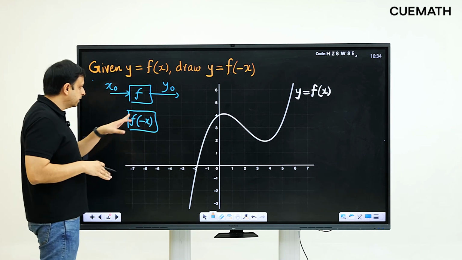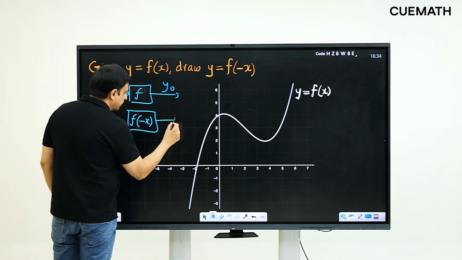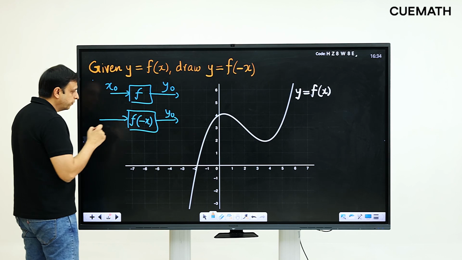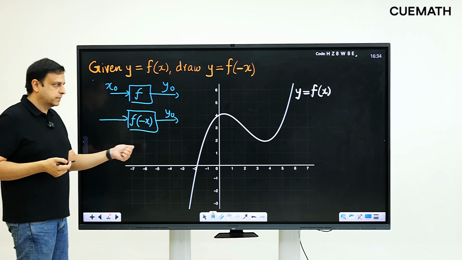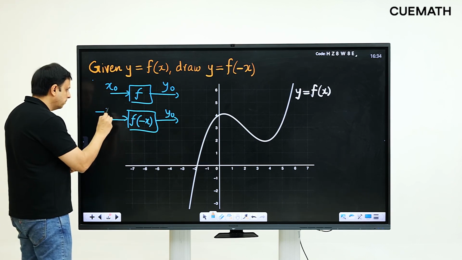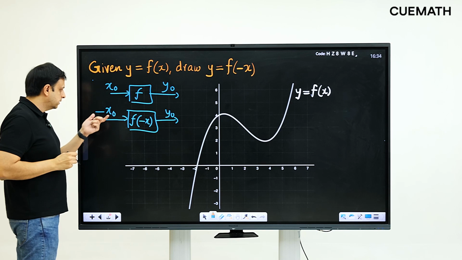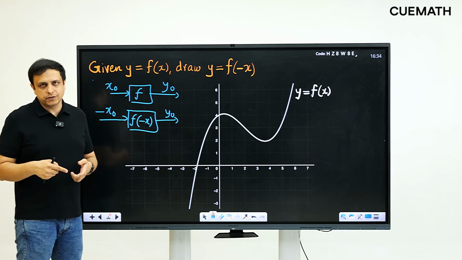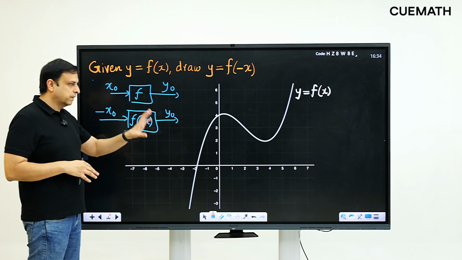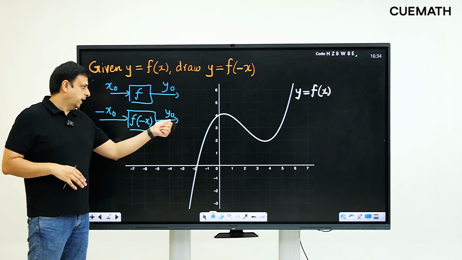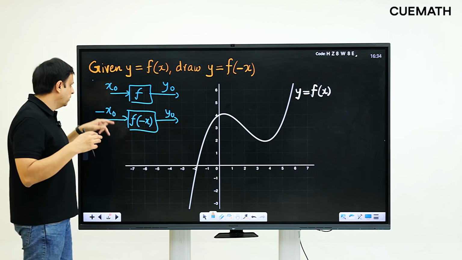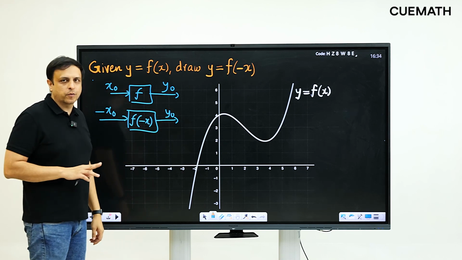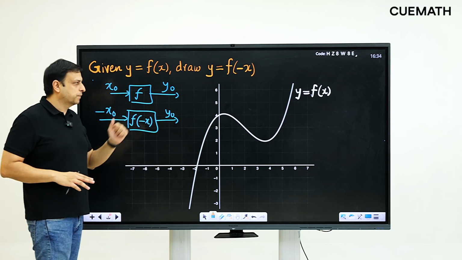So, this means that to get the same output y naught from this machine, what would you have to feed in as the input in this case? Well, you would have to feed in minus x naught here, because minus x naught will go into this machine, first get inverted to become x naught, and then the function will be applied on x naught, and therefore I will get y naught. So, the original input output pair x naught y naught will transform to the new input output pair minus x naught y naught.